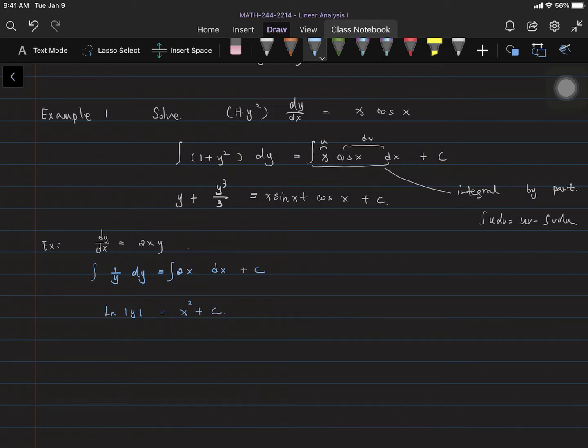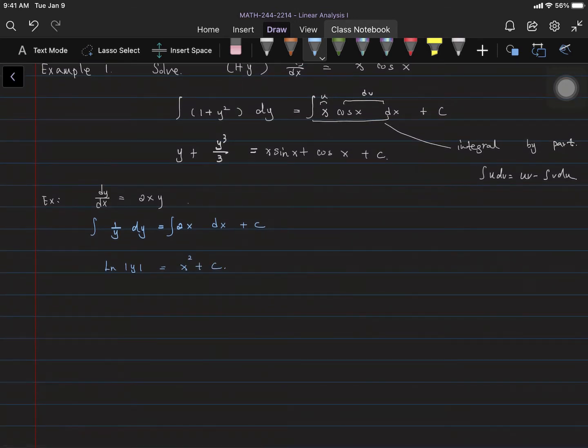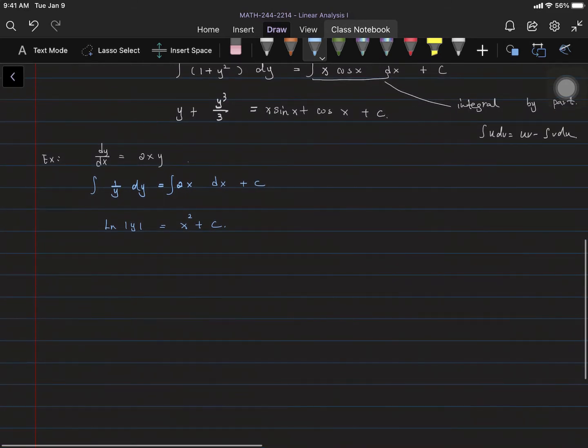That's the answer. In the future, we can simplify this answer, but right now, let's just keep this in implicit way. So here's the solution. Now let's take a look at the procedure. When our differential equation looks like this way, f(x) g(y), we know we can separate this into 1 over g(y) dy equals f(x) times dx.